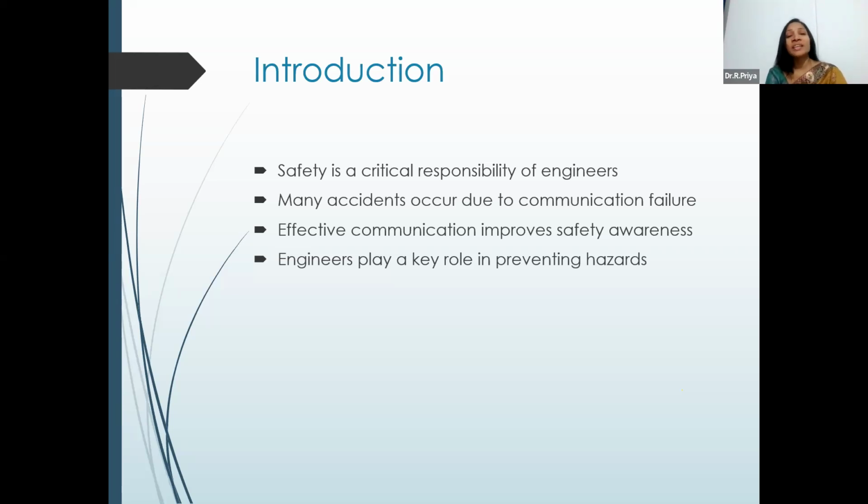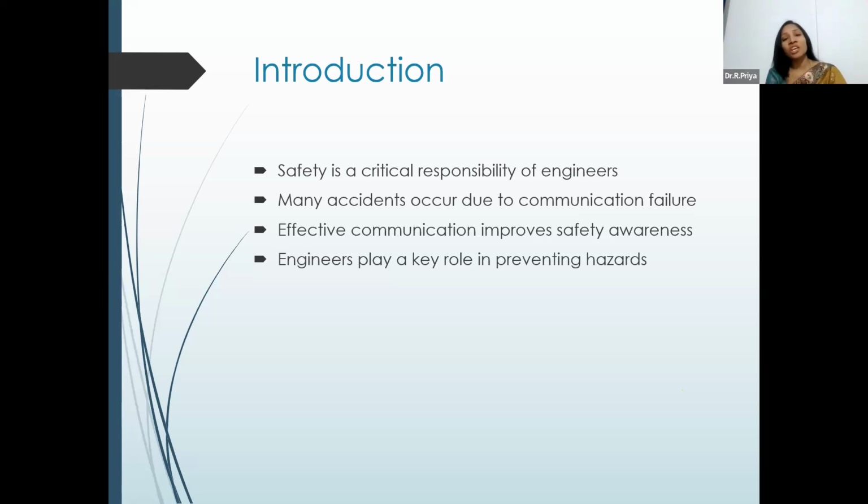A large number of industrial accidents do not happen because of equipment failure, but due to miscommunication as well as lack of communication. For example, a shift engineer not informing the next shift about a machine defect. The previous shift people know very well, but the problem is they do not inform the next shift people. Or workers not clearly understanding their safety instructions, or warning signs not displayed properly. In many factory accidents, maintenance work was ongoing, but lockout, tagout information was not communicated properly, leading to accidental machine startup.